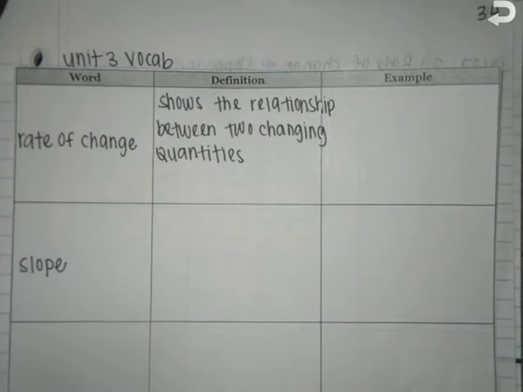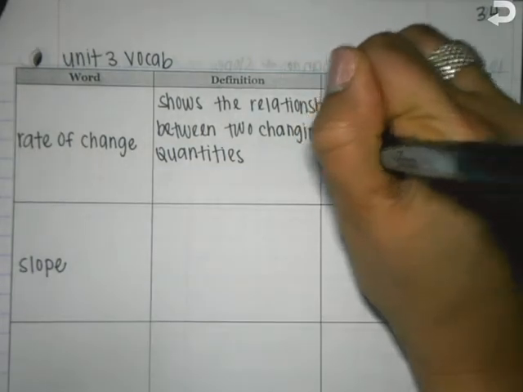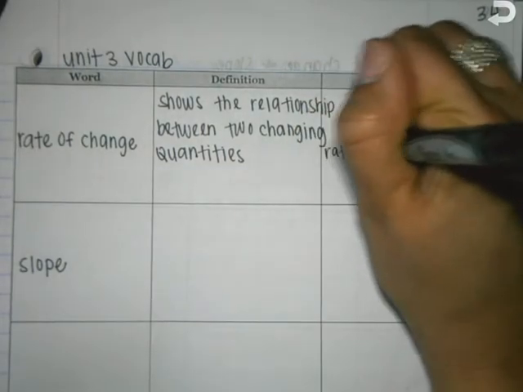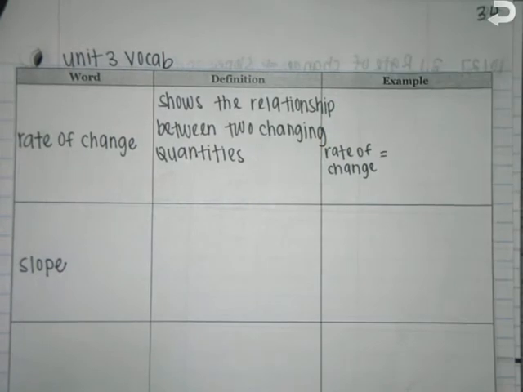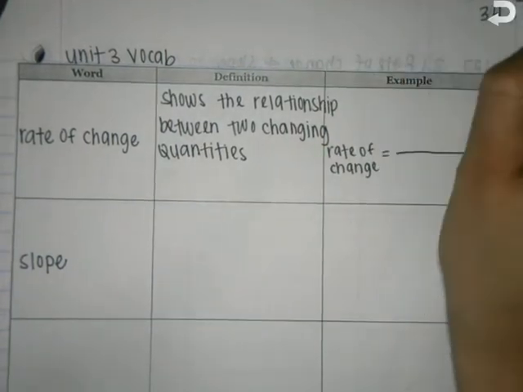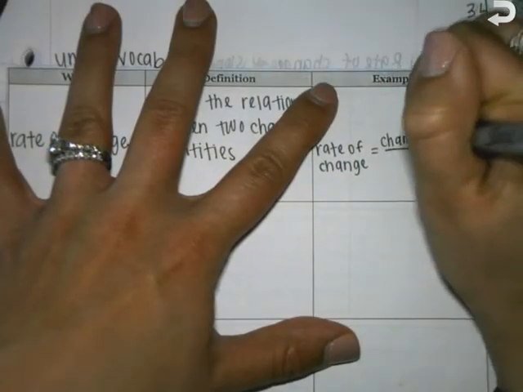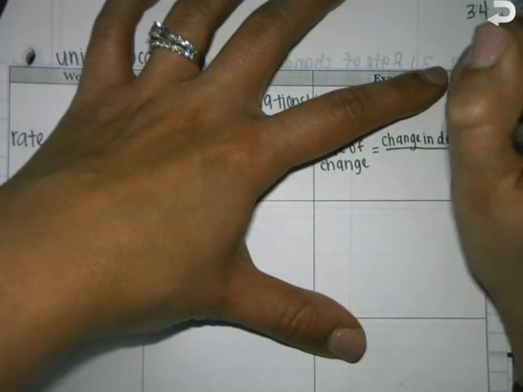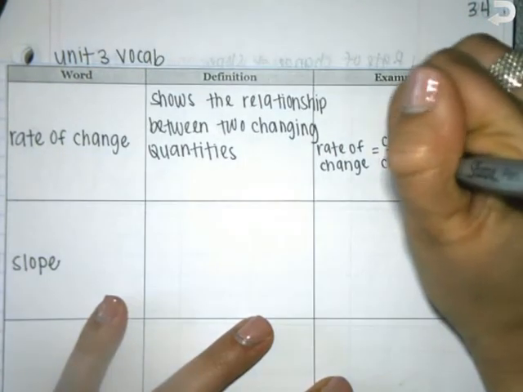For the example, I'm just going to give you the definition of rate of change in terms of a ratio. So our rate of change equals change in the dependent variable over change in the independent variable. And I'm going to write it small so it will fit. Change in dependent variable over change in independent.